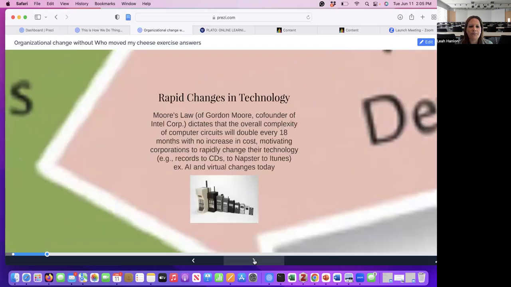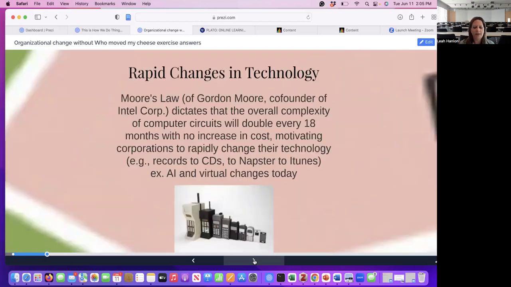Forces of change. Rapid changes in technology. So there are many, and the textbook's going to list some, and we'll go over some here. There's the nature of the workforce, technology, economic shocks, competition, social trends, and world politics, but there are many more.